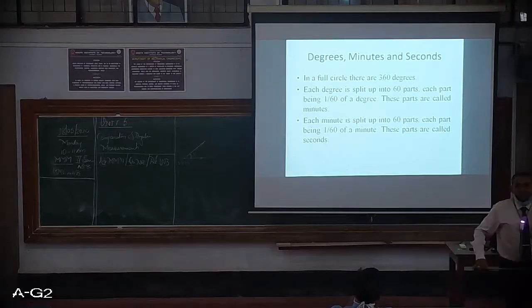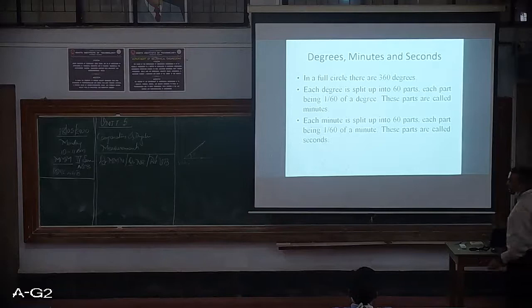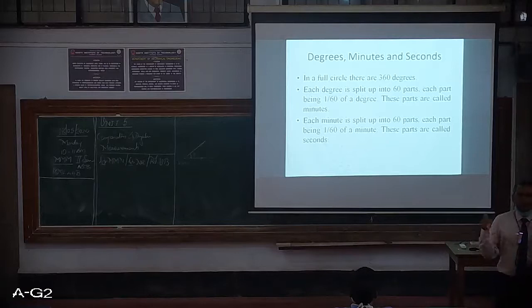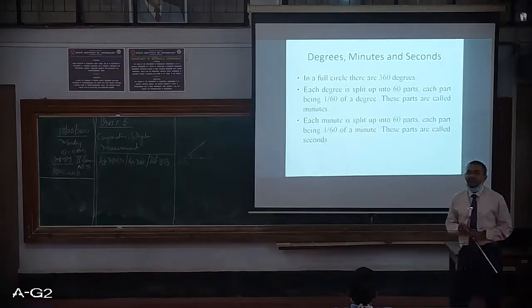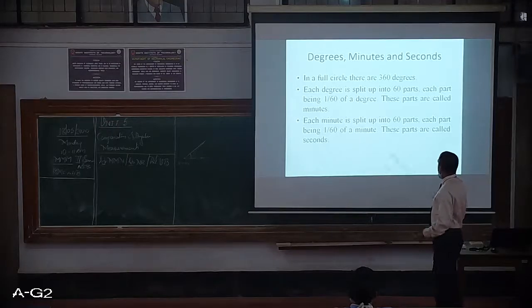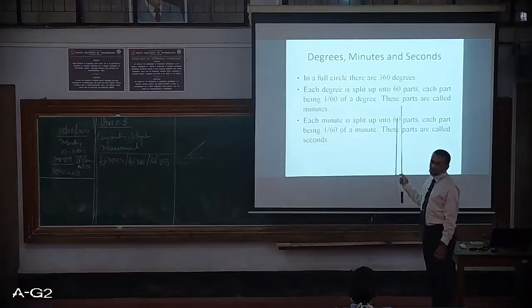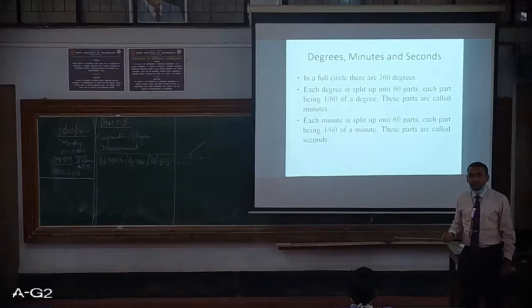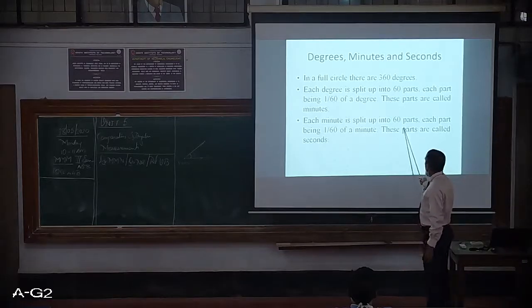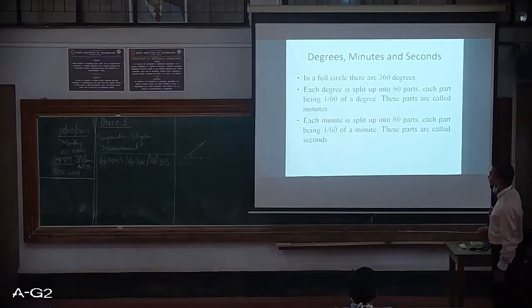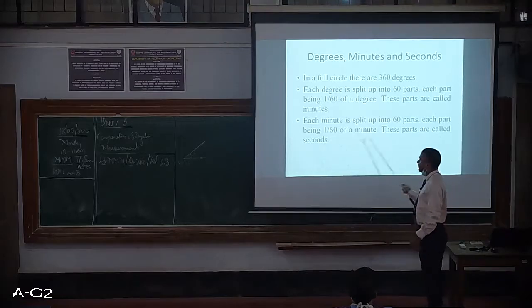So what do you mean by a degree? If you take a complete circle, it can be divided into 360 points across its circumference. So each is spaced equally. So each point can be called a degree. Each degree can be further split into 60 parts, each part being 1/60th of a degree. So equally divided. These parts are called minutes. Further, each minute is split into 60 parts, each part being 1/60th of a minute. This is the smallest possible angle that we can measure, and this is called seconds.